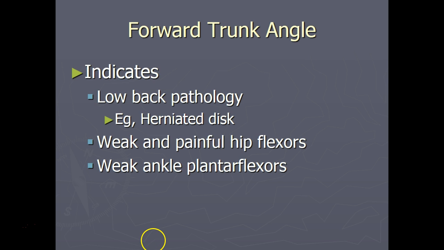Last but not least would be forward trunk angle. The patient's leaning forward versus erect. Most often you see this accompanied with some type of low back pain pathology, but you can also see it associated with either a painful hip flexor, so they're flexing in the position of comfort, and or weak ankle plantar flexors. If you have weak ankle plantar flexors, something has to compensate for that, and usually that's the trunk.